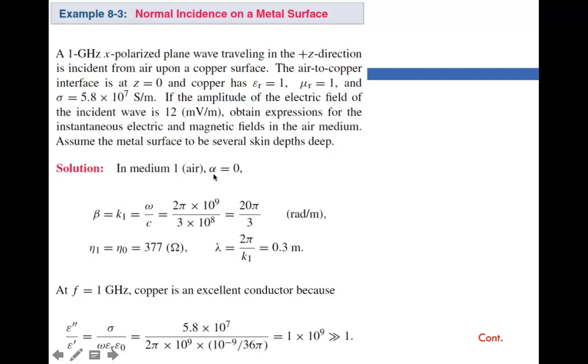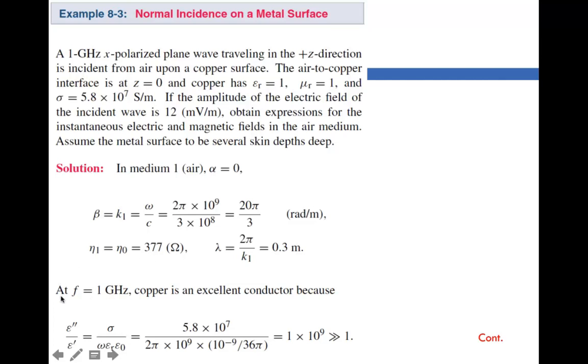So in medium 1, this is a problem where we can't use k, we have to use alpha and beta. So in medium 1, alpha is equal to 0 because we're in air and it's lossless. Beta is k1 or omega over c, so that's going to be 20 pi over 3. Eta 1 is eta in air, which is 120 pi or 377 ohms. And lambda is 2 pi over k1, which is 0.3 meters.